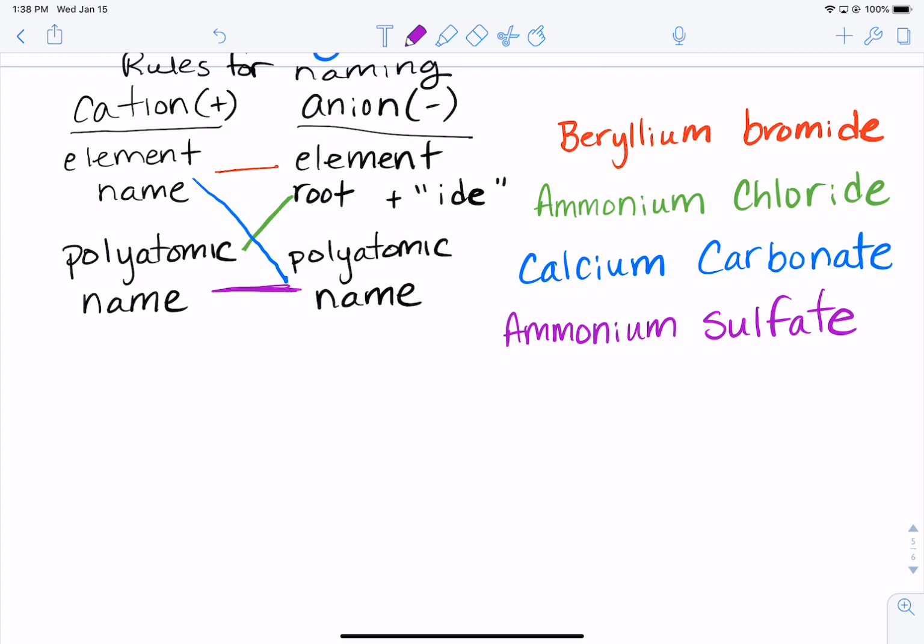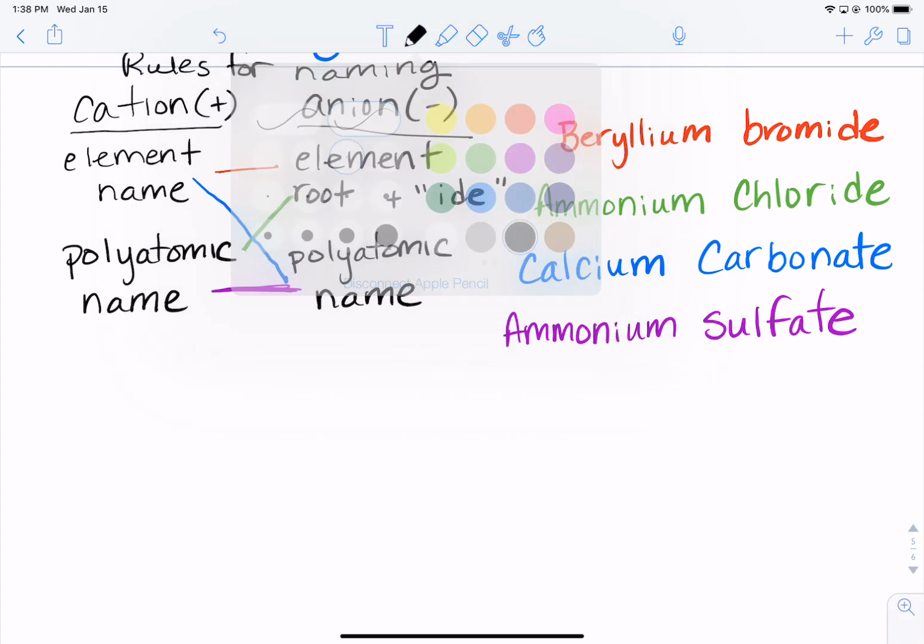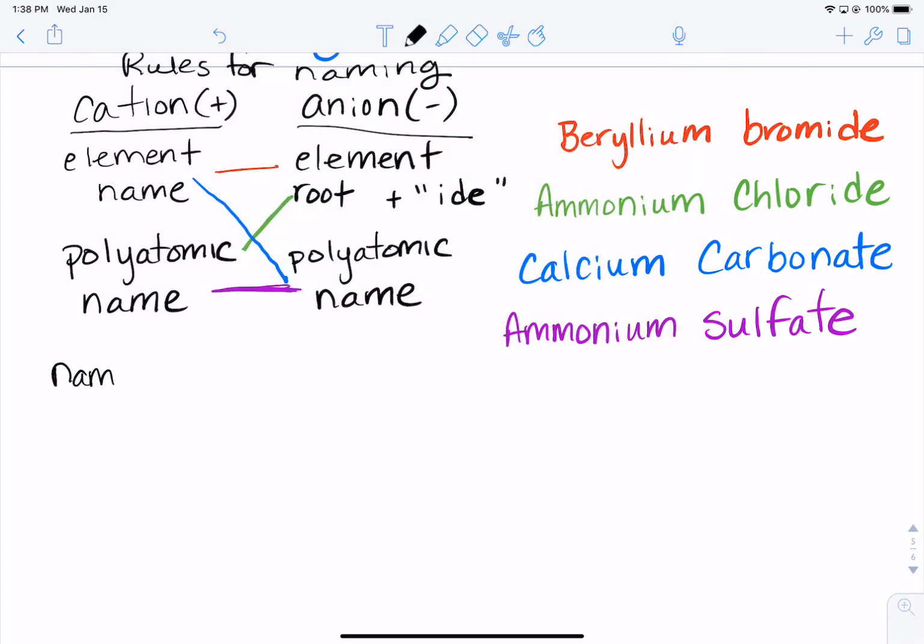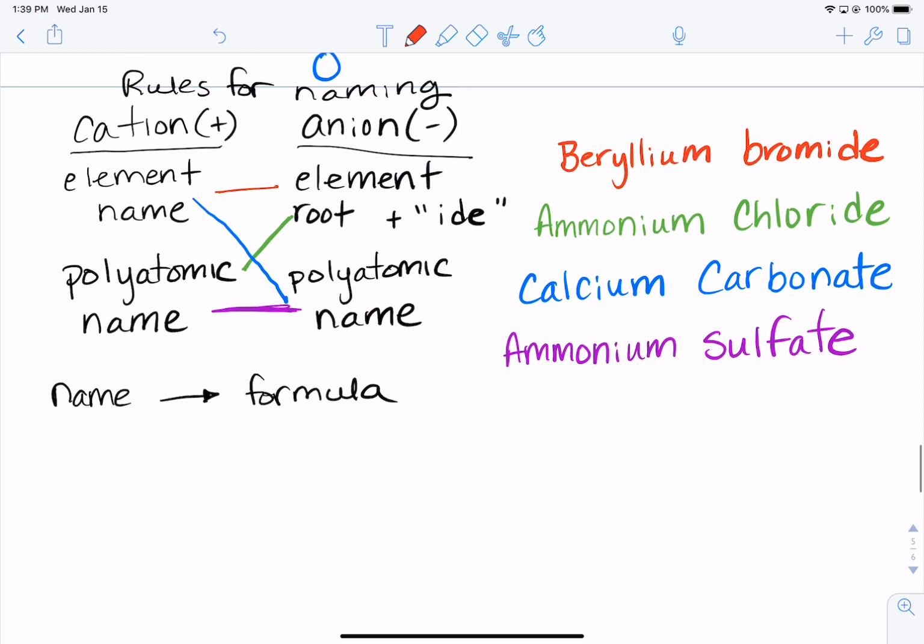All right, now I want to show you how to go from the name to formula. So I'll just use these examples. Beryllium bromide. This is a refresher for what we did last week. Beryllium, what's the symbol? What's the charge? Got to find it on the periodic table if you have that in front of you. It's Be. Be, what's the charge? 2 plus, because do you guys see it right here in the second column? Be, 2 plus.